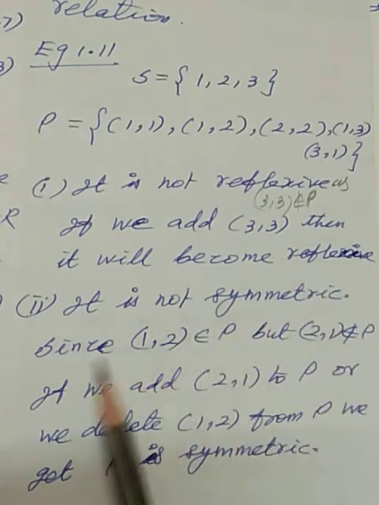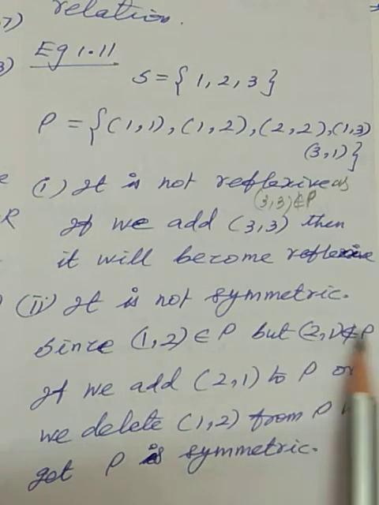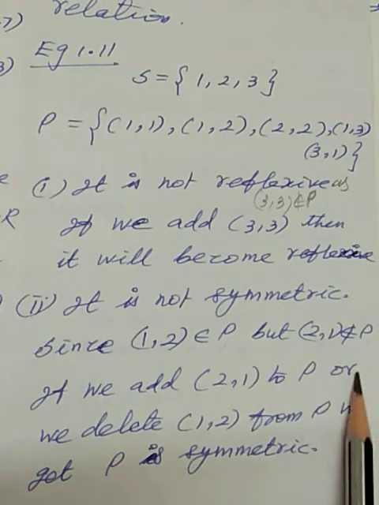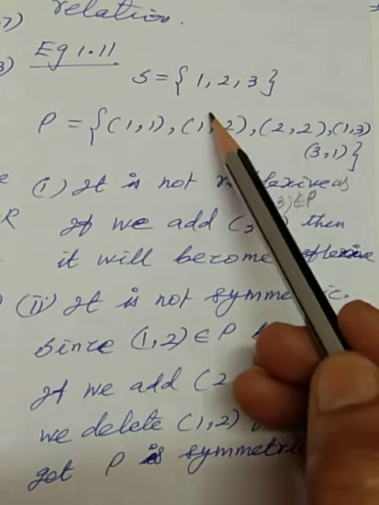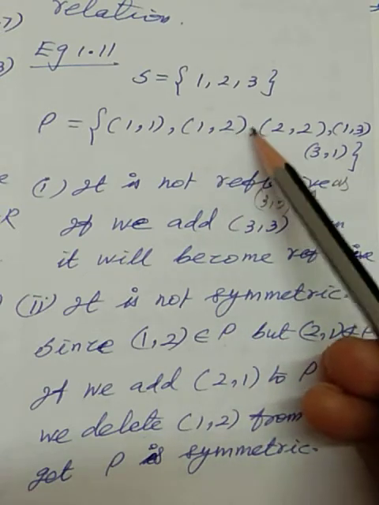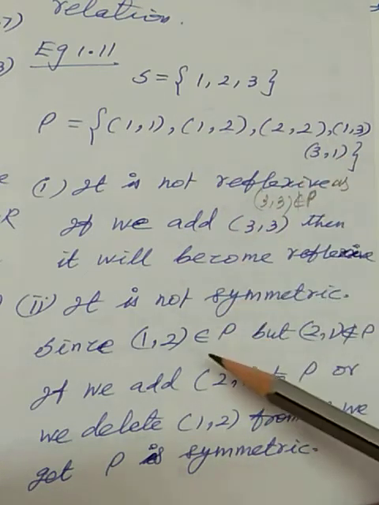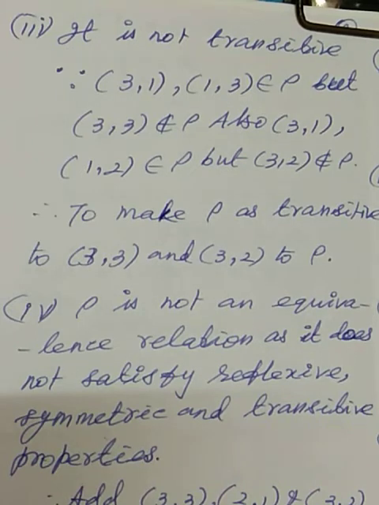So it is not symmetric since (1,2) belongs to rho, but (2,1) doesn't belong to rho. So if we add (2,1) to rho, or we delete (1,2) from rho, we get rho symmetric. Suppose this element is not included, then automatically rho is symmetric. Or if you include (2,1) to rho, then it is symmetric. So you add either (2,1) or you delete (1,2). You see the third subdivision.